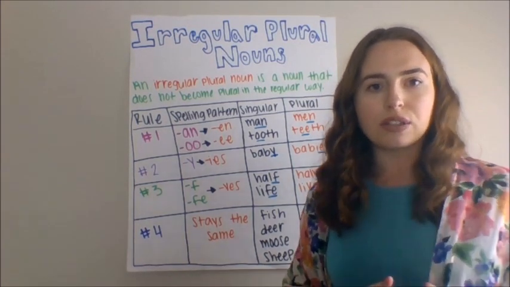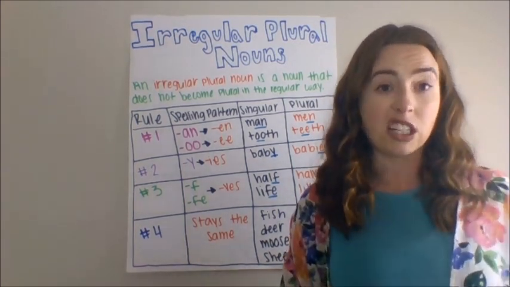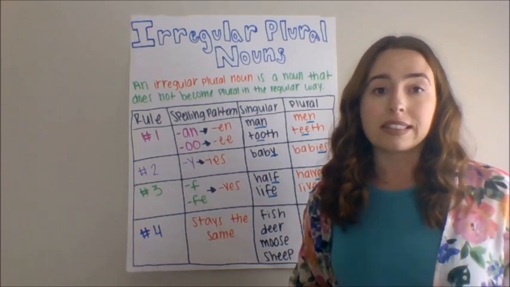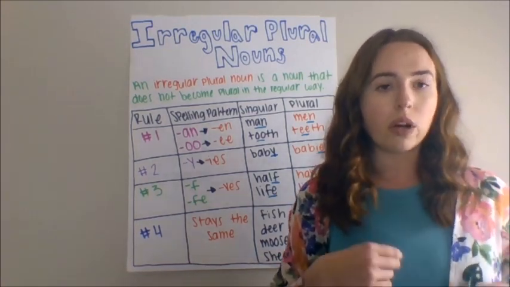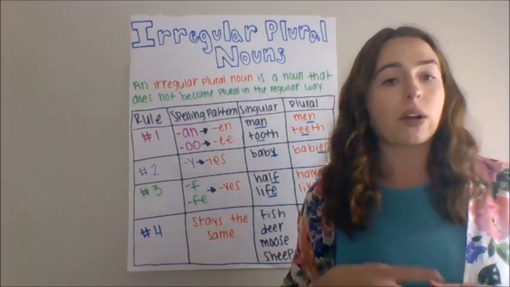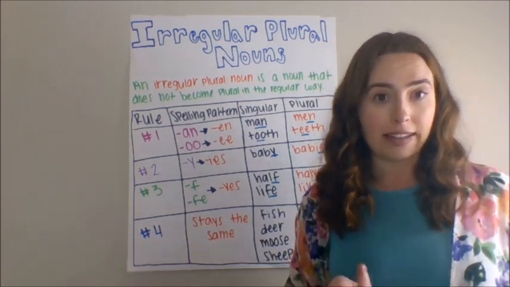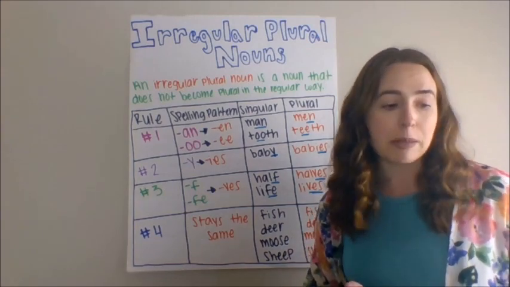And then there's also some words that completely change, and those you just have to memorize. So an example of that is mouse, 1 mouse, or 2 mice, or 1 die, 2 dice. So those you just have to memorize.